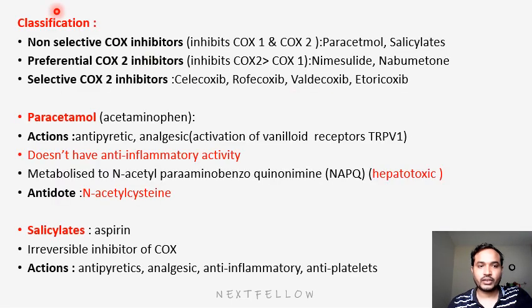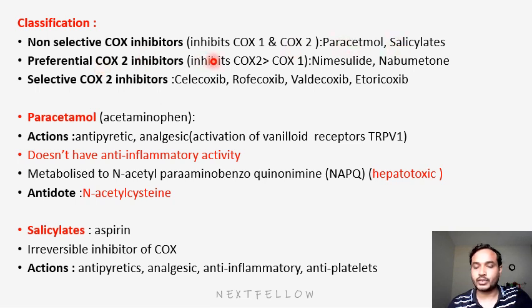So first of all, what is the classification of NSAIDs? NSAIDs are classified into three groups: non-selective COX inhibitors, preferential COX-2 inhibitors, and selective COX-2 inhibitors. Non-selective means they inhibit both COX-1 and COX-2. Examples are paracetamol and salicylate.